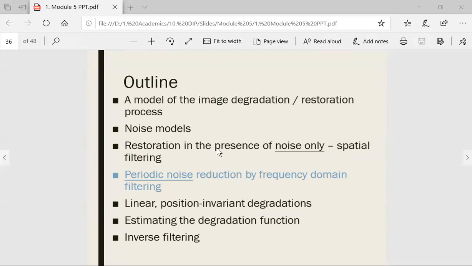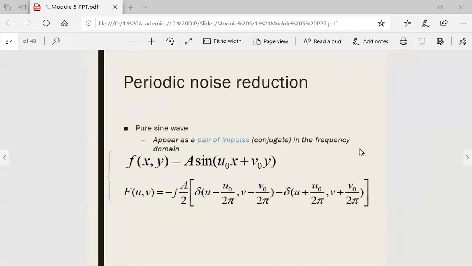Now we have seen the spatial filtering domain, that is, module 3 concepts are over. Next, periodic noise reduction by frequency domain filtering. Okay, so periodic noise reduction is a combination of impulse noises. Something like, if noise is present in the image, we can consider it as a pair of noises. If salt is present, pepper also will be present. That is one simple example. A pure sine wave will appear as a pair of impulses, that is impulse noise, which I have already told in the frequency domain.